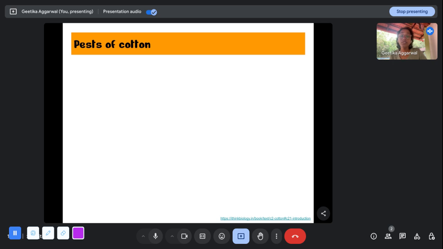Let's talk about the pests of the cotton plant. You call an organism a pest only if its actions have become detrimental to human economic concerns. Otherwise, if you have plants in the forest and they are getting impacted by certain insects or larvae, you don't call them pests because you don't care about it. You call them pests only if they are affecting human economic concerns.